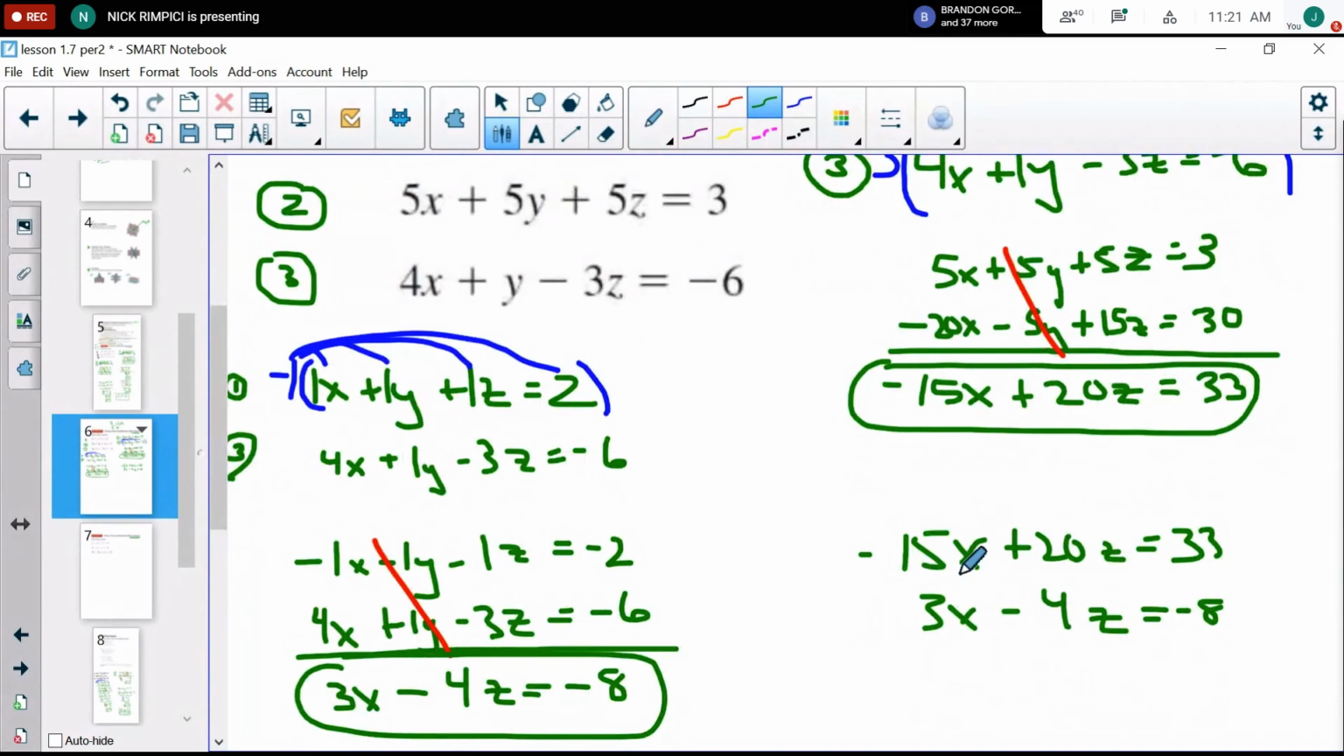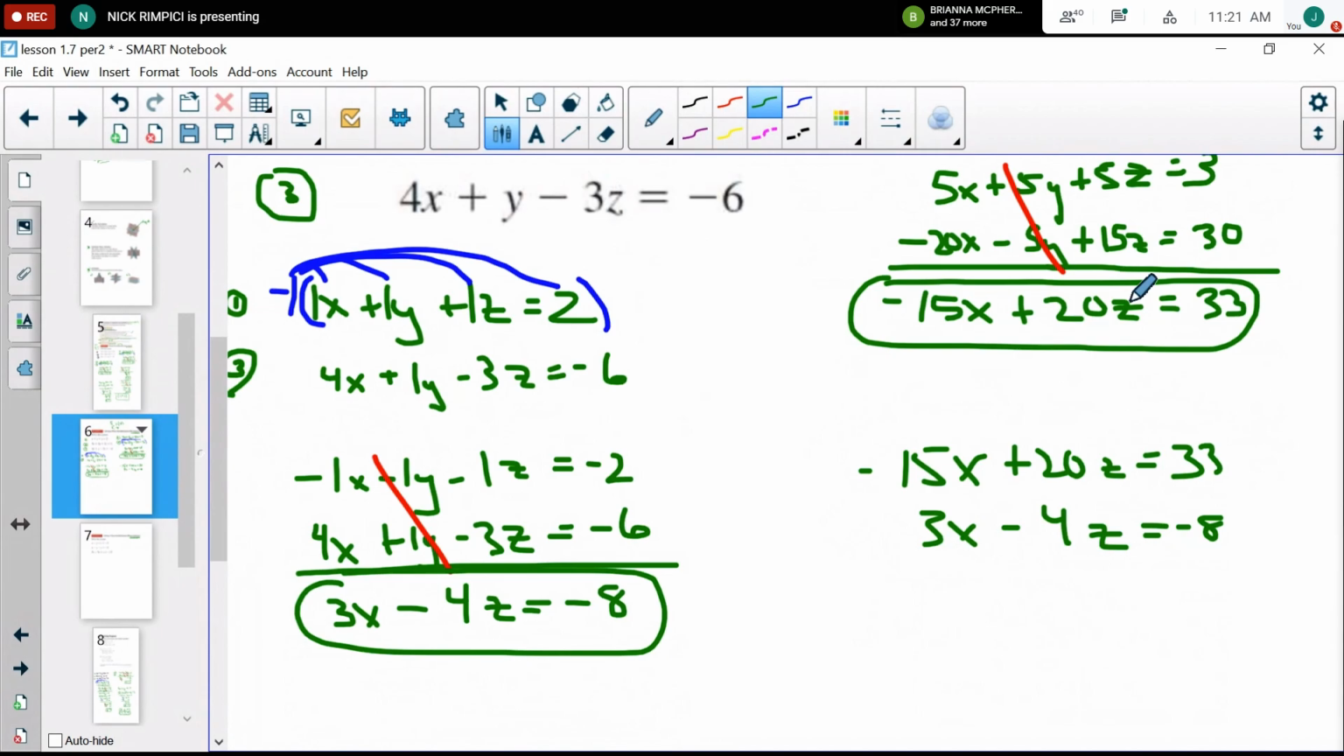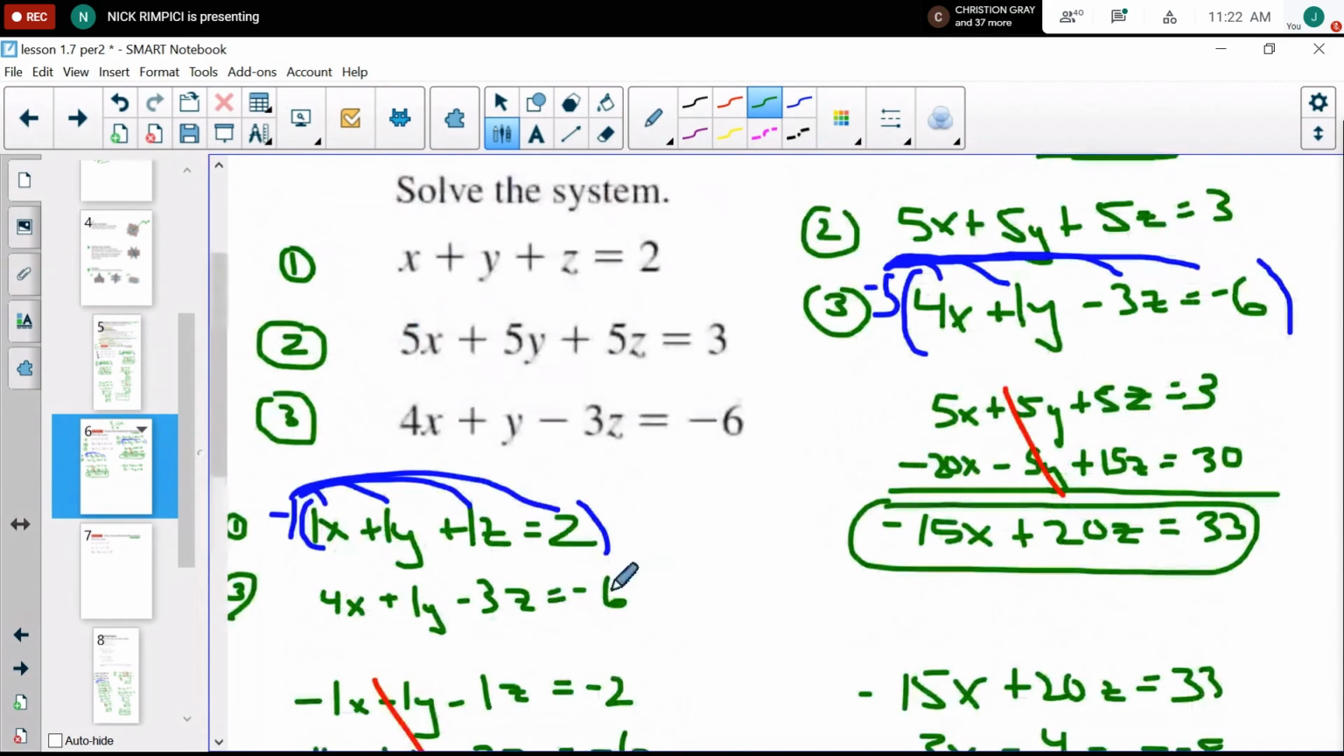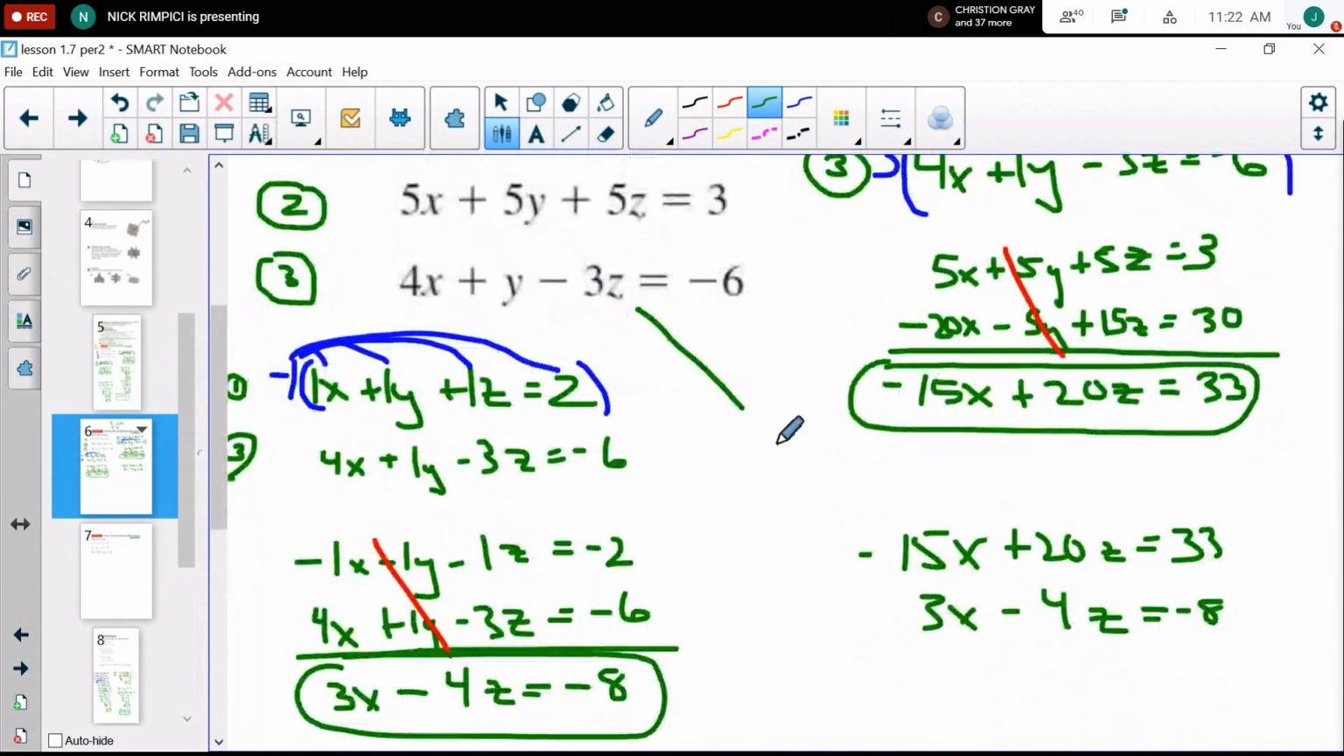Now you only have x and z, 2 variables, and only 2 equations. So you've converted a question that you didn't know how to do into a question that you do know how to do. All of this work is to convert this 3 variable, 3 equation question into a 2 variable, 2 equation question. That's the point of doing all this, okay? And now this should not be very hard to solve.